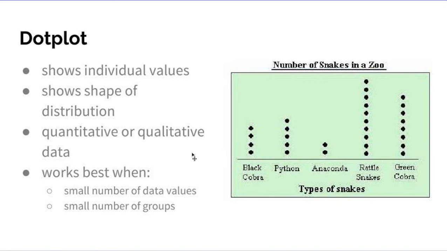We can use a dot plot for quantitative or qualitative data, so it'll work for either one. This example here is qualitative data, but I could also put numbers down on the bottom like we did in class with your heights and make a dot plot with quantitative data.